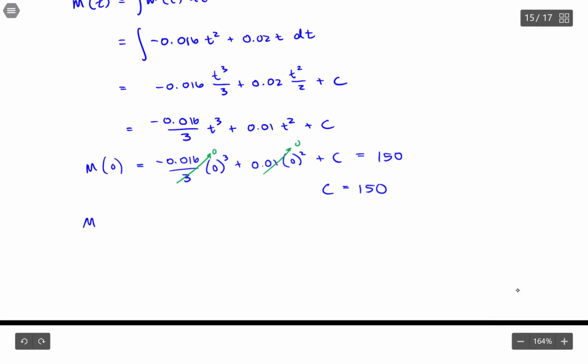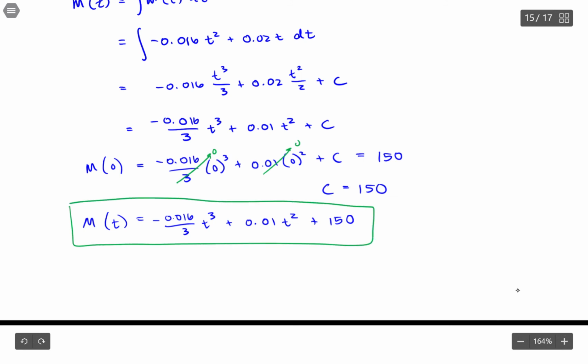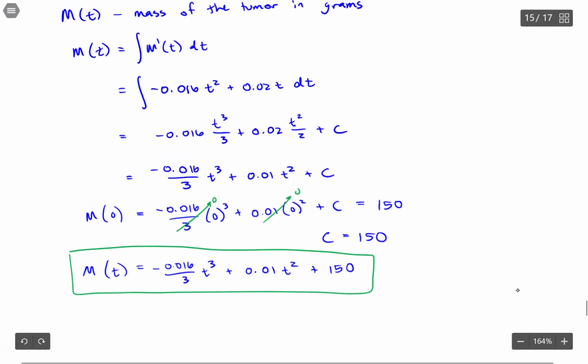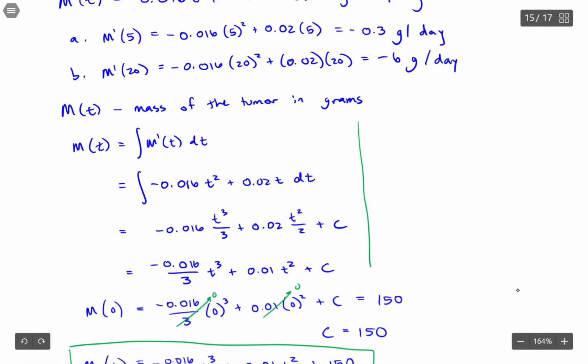So we now have the mass of the tumor at any time t is going to be negative 0.016 over 3 times t cubed plus 0.01 t squared plus 150. That's what we're going to use in order to solve the last two remaining parts of the problem. So, I'm running out of space here. I will come up here and do that.